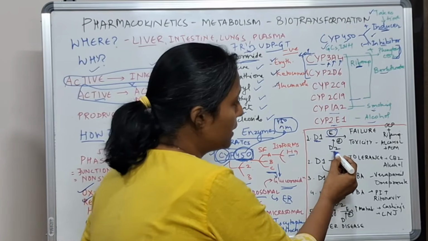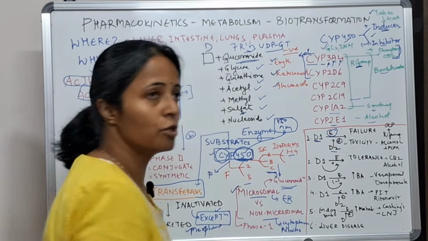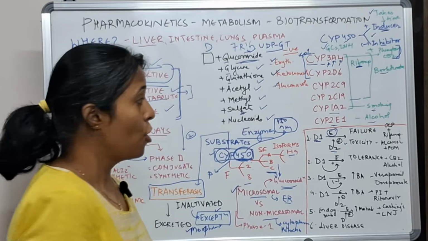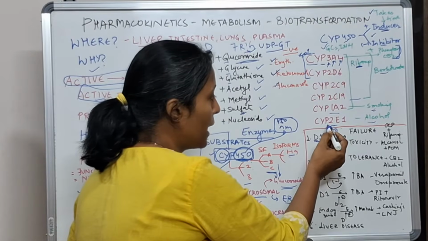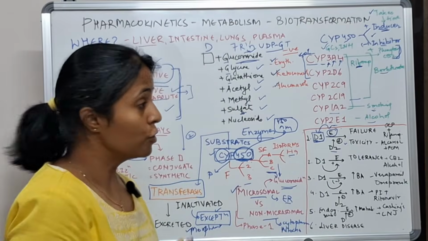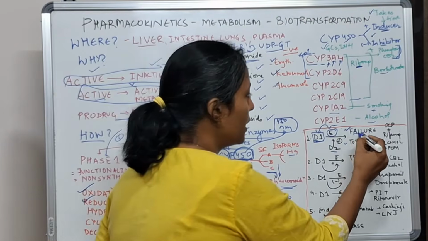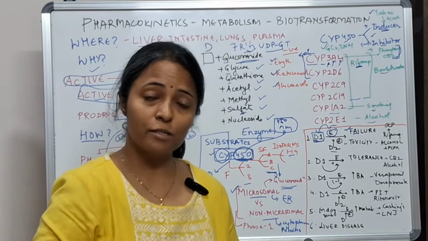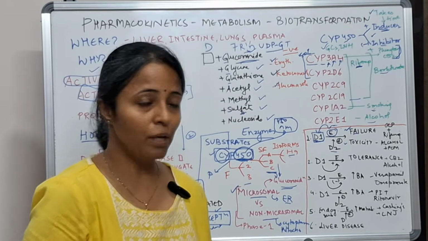But there is a separate drug which induces the activity of this enzyme. So what is going to happen? Obviously this enzyme is going to become more active and there will be increased metabolism of this D1 drug. So this can lead to therapeutic failure. That means you have given the drug, it is metabolized so fast, then it will not be able to act.